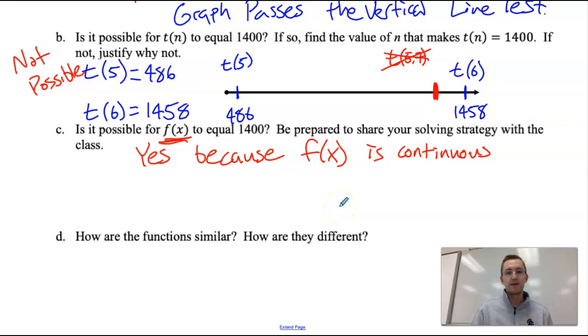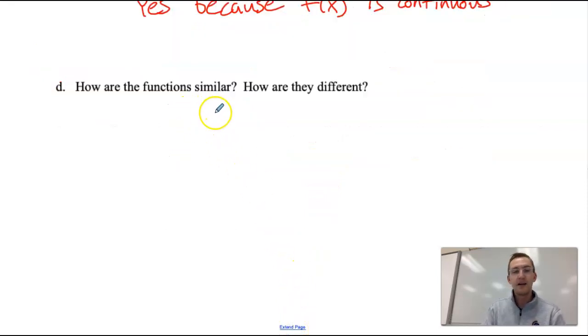So let's tie this whole thing together. How are functions similar? How are they different? With functions similar to sequences, what that's really saying is it's the same equation, but T of n is discrete.